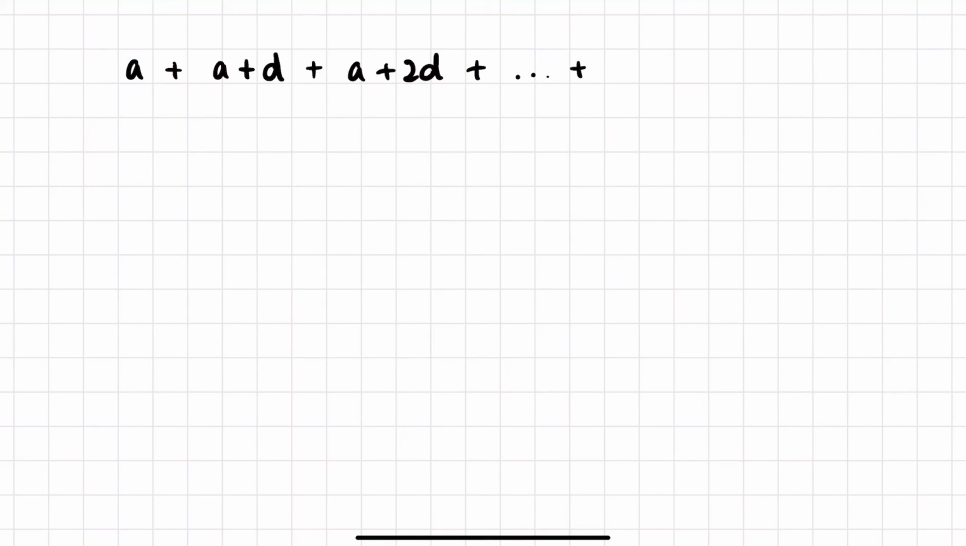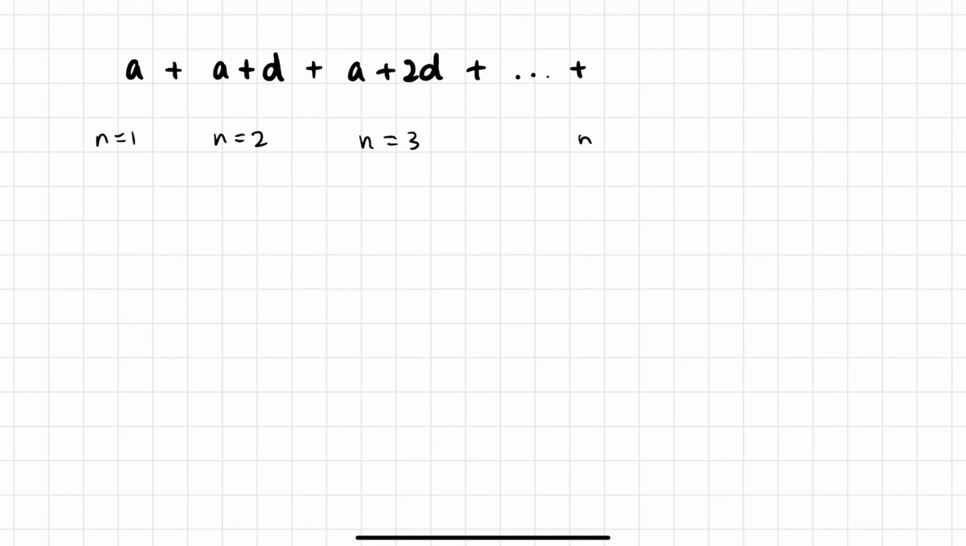If we think about it, whatever the first number is, if you're looking for the second number, we're just adding one difference on. So let's say when n equals 1, n being the rank of the number, the first number is A. The second number is A plus D. The third number is A plus 2D.